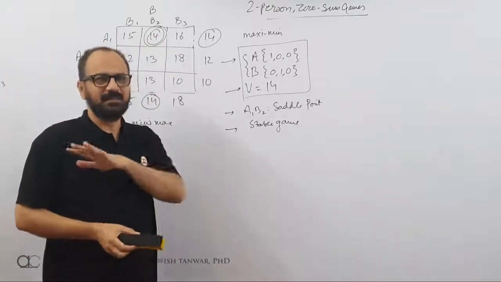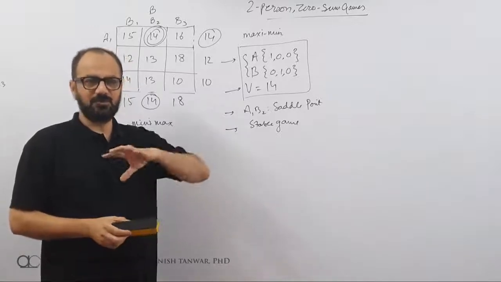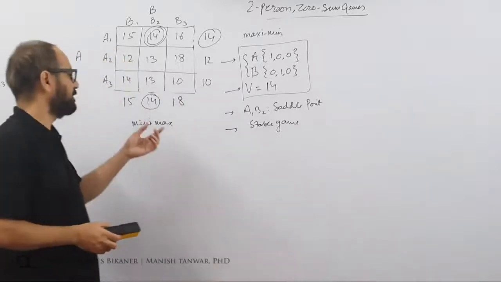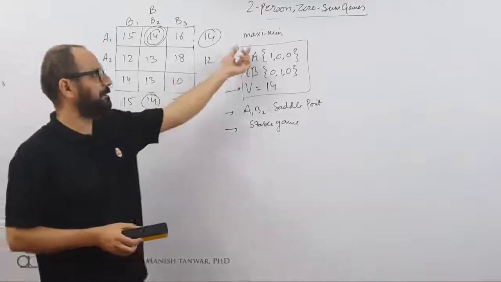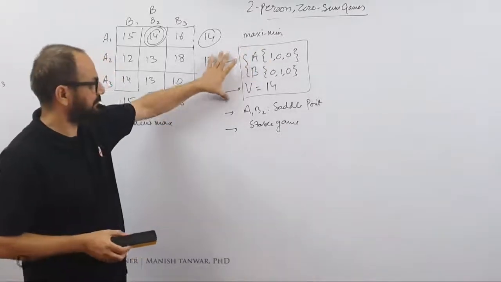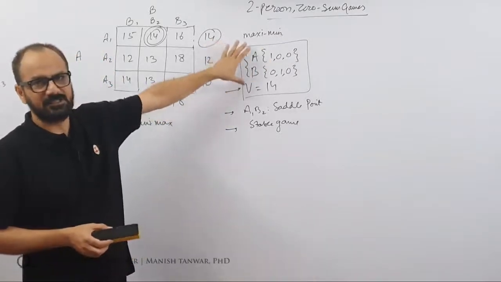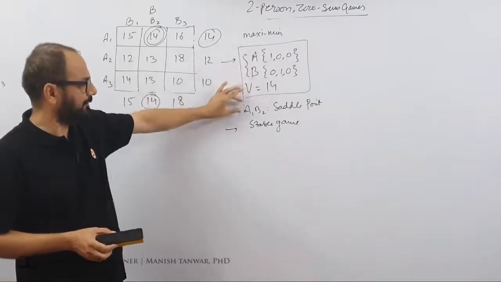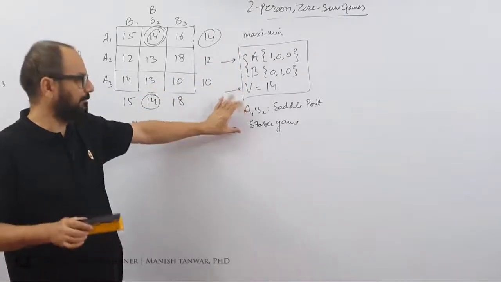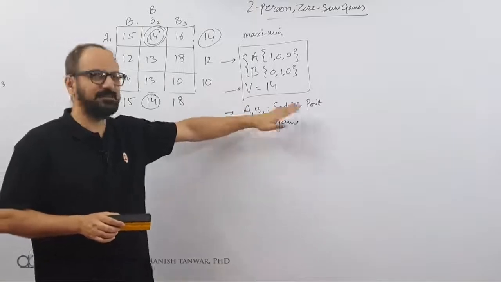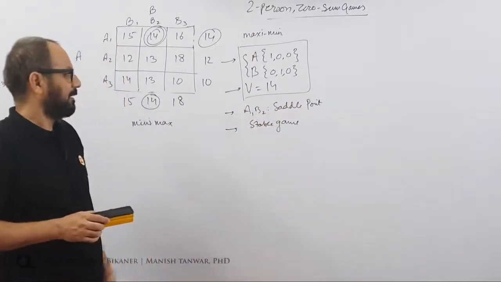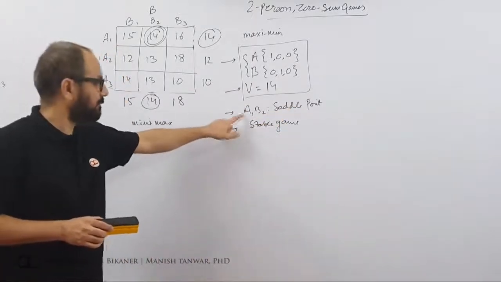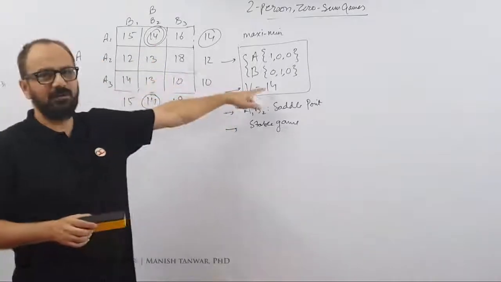As a student, it is not important for you how it is switching here and there. As a student, important is minimax and maximin and these details. Strategy of game, value of game, and if it is a stable game, then also tell me that it is a stable game and saddle point is at A1, B2. And the value at A1, B2 is value of game.